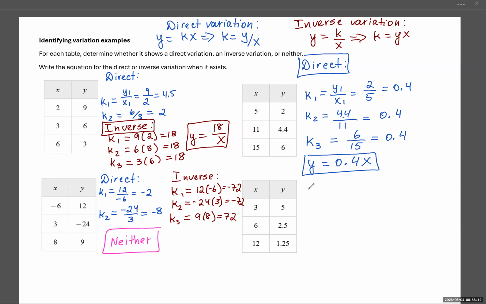And let's test the last one. So we have K1, 5 divided by 3. That's 1.6 repeating. K2, 2.5 divided by 6. That's a whole lot smaller. 0.41. So these are not the same. Let's go ahead and test the inverse.